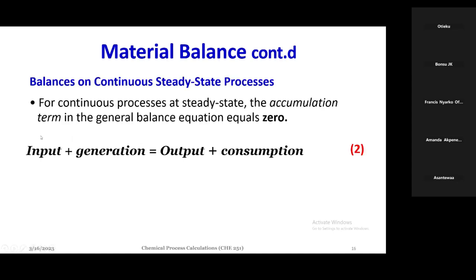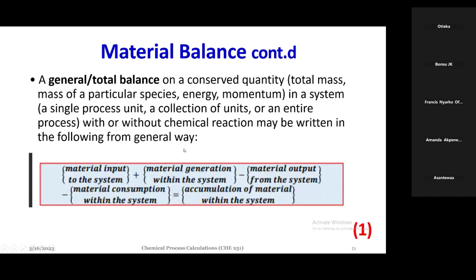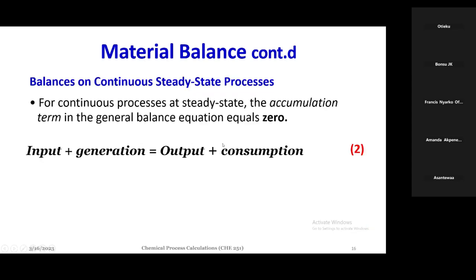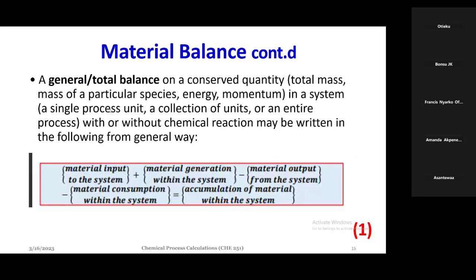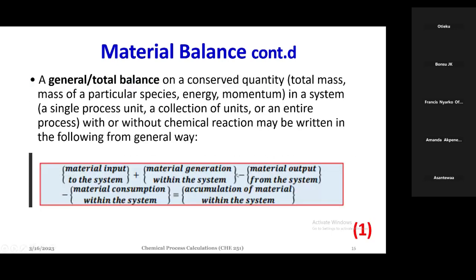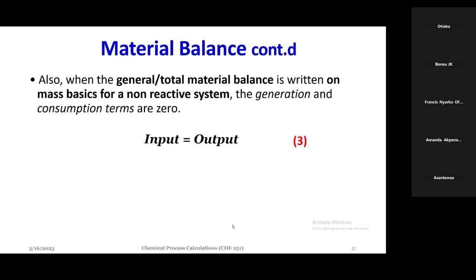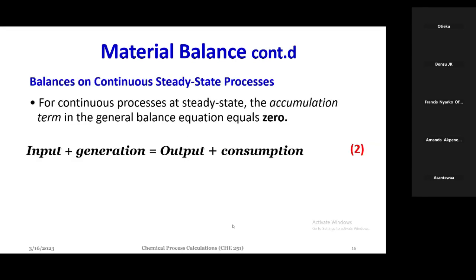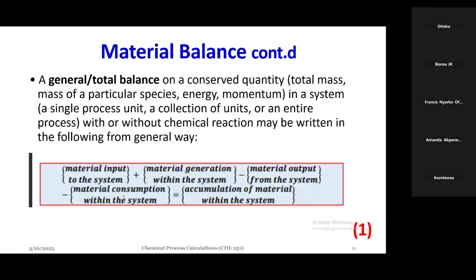So we end up getting material input plus material generated within the system should be equal to material output from the system plus material consumed. So for a continuous process operating at steady state condition, it has no accumulation. So the moment you hear a steady state condition, a steady state process, just note that this accumulation part goes to zero. Now, when you are writing the material balance for a general or overall material balance, so everything is inside, whether there is reaction or not.